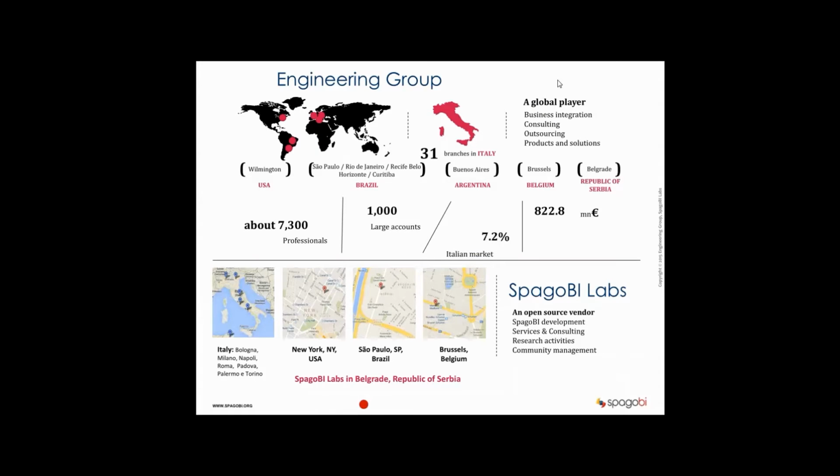SpagoBI is part of the Engineering Group. Engineering Group is the leading IT actor in Italy on the software and services segment. The group counts more than 7,300 employees and 40 sites in Italy, Belgium, Argentina, Brazil, USA, and the Republic of Serbia. In particular, the Technical Innovation and Research division counts more than 1,500 researchers and technologists, and includes the SpagoBI Labs, which fully manage the open source SpagoBI project.